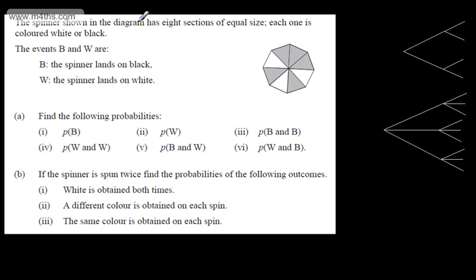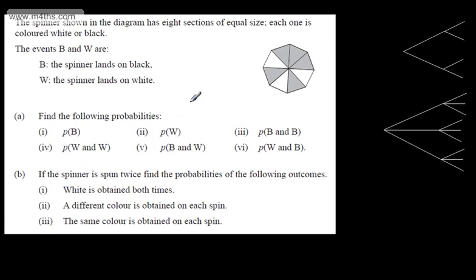The spinner shown in the diagram has 8 sections of equal size. Each one is coloured white or black. The events are B, the spinner lands on black, and W, the spinner lands on white. In part A, we're asked to find the following probabilities. And in part B, it says if the spinner is spun twice, find the probabilities of the following outcomes.